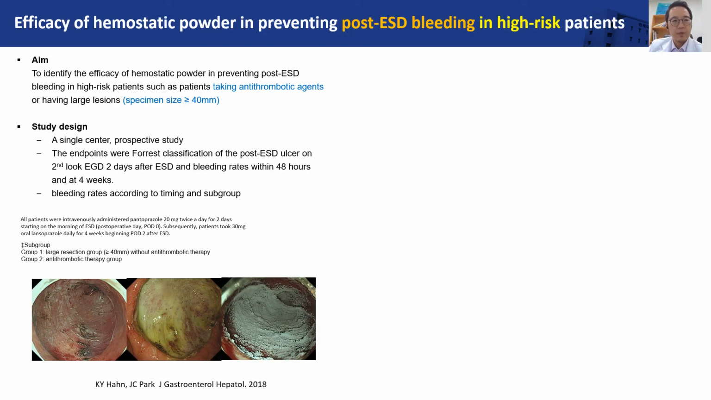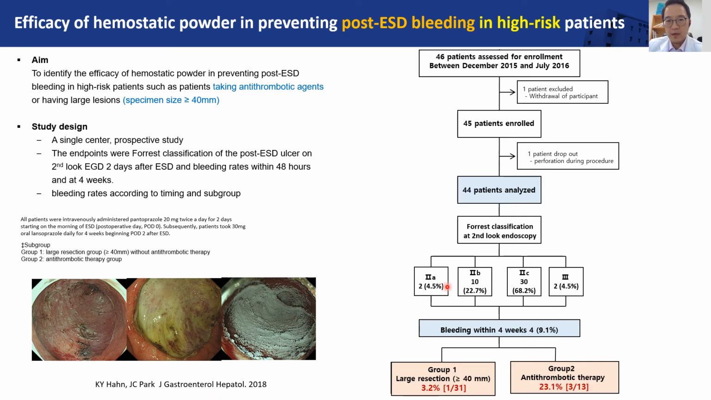Therefore, I'm going to show the efficacy of hemostatic powder in preventing post-ESD bleeding in high-risk patients, because the powder is relatively easy to use compared to the shield method or the suturing method. So this is a single center prospective study. The endpoint was secondary endoscopy and rebleeding rate. As you can see, 44 patients were finally analyzed, and the bleeding within 4 weeks was 9%. Group 1 is the large resection group, and group 2 is the antithrombotic therapy group.